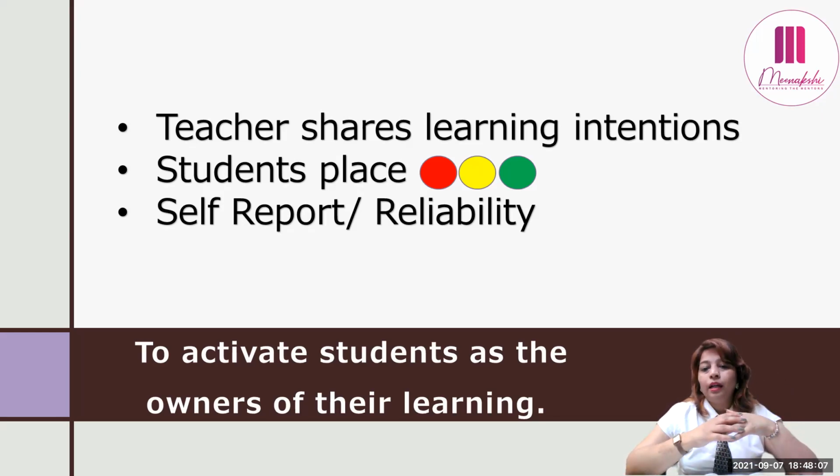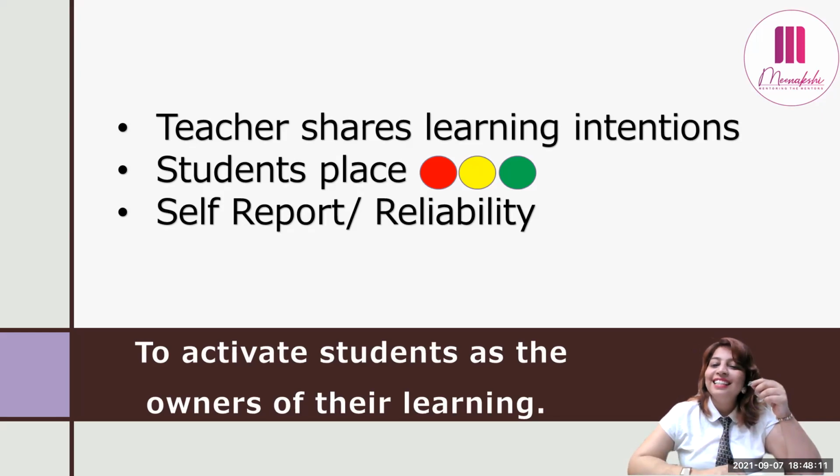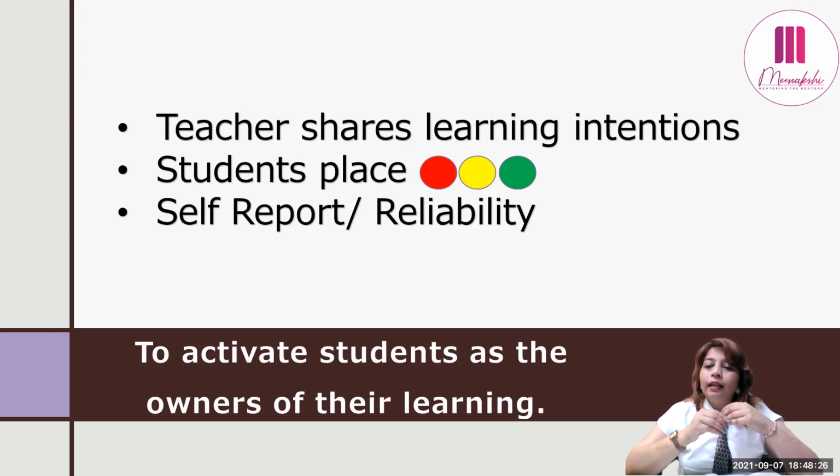So this is how it is to be done. Your little children can use different smiley stickers also instead of traffic lights. Okay, we can use stars of different colors over there. They can highlight. This is how the students take the onus of their learning, right? Though it is a self-report by the students of how much content they have understood, so there is a doubt about the reliability as well.